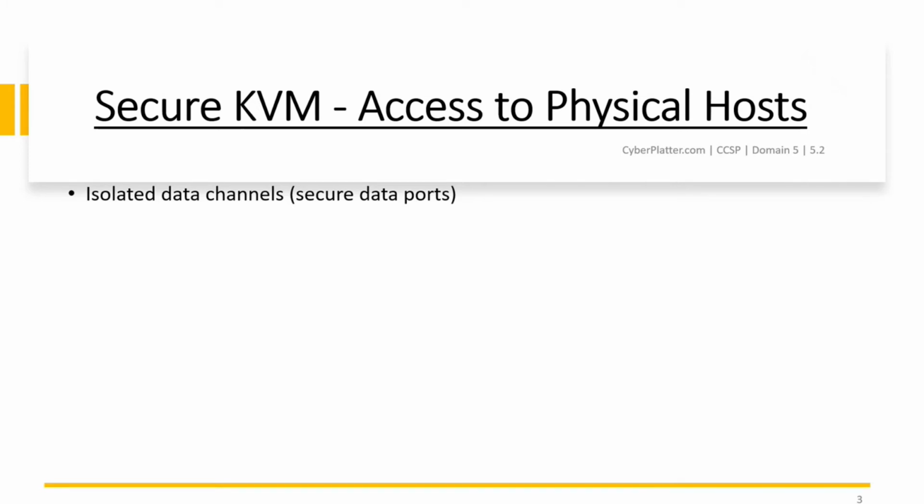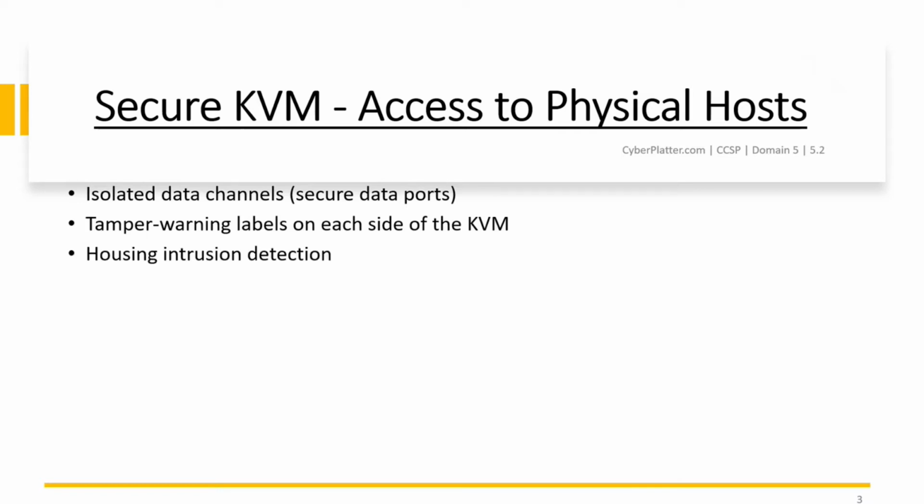The first one is isolated data channels, secure data ports. These are located in each KVM port. These make it impossible for data to be transferred between connected computers through the KVM. Next one is tamper warning labels on each side of the KVM. These provide clear visual evidence if the enclosure has been compromised.